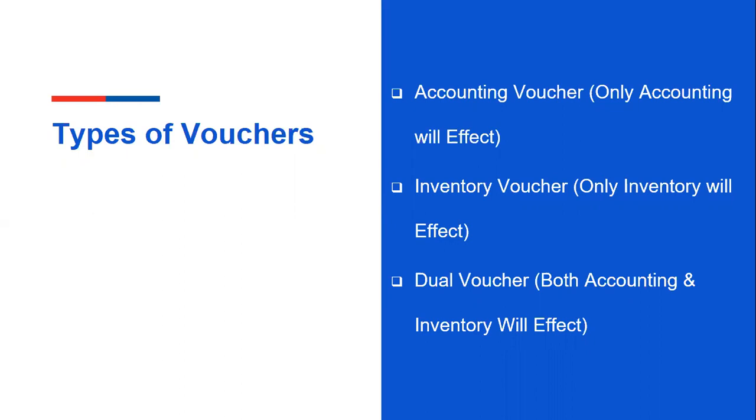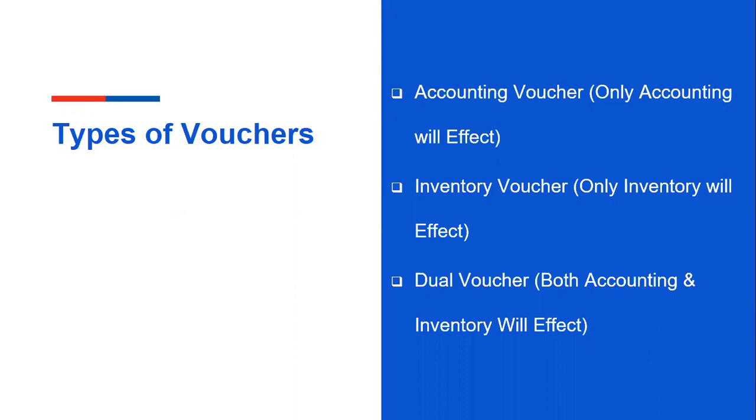Suppose your transaction belongs to accounting. If you are recording the transaction in an accounting voucher, then only accounting will be affected. If you're recording the transaction in an inventory voucher, only inventory will be affected. And the last is the dual voucher. If you're recording the transaction in a dual voucher, then both accounting and inventory will be affected.